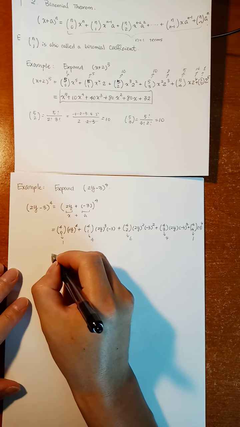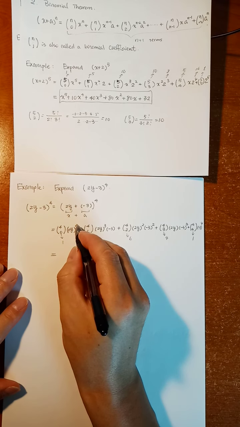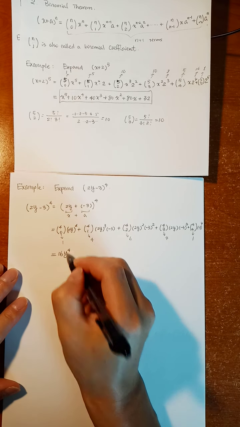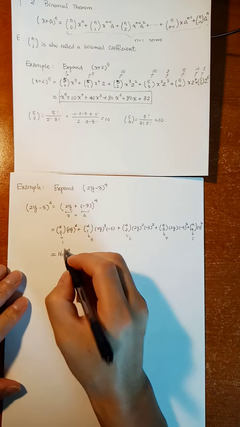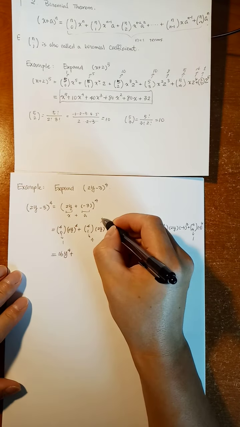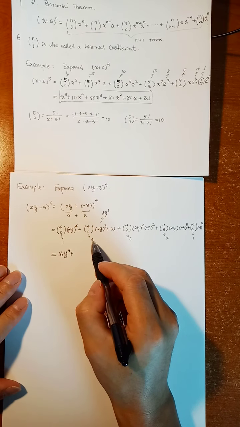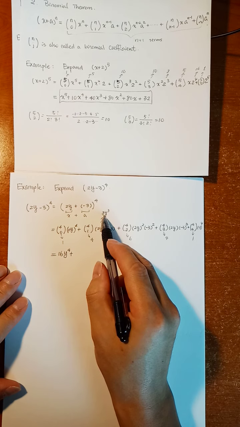Okay, 1 you don't copy. Then this is 2y to the fourth power. It's 2 to the fourth power, 16, y to the fourth power. All right, and this one, this is 8y cubed. So you get 4 times 8y cubed, 32y cubed.